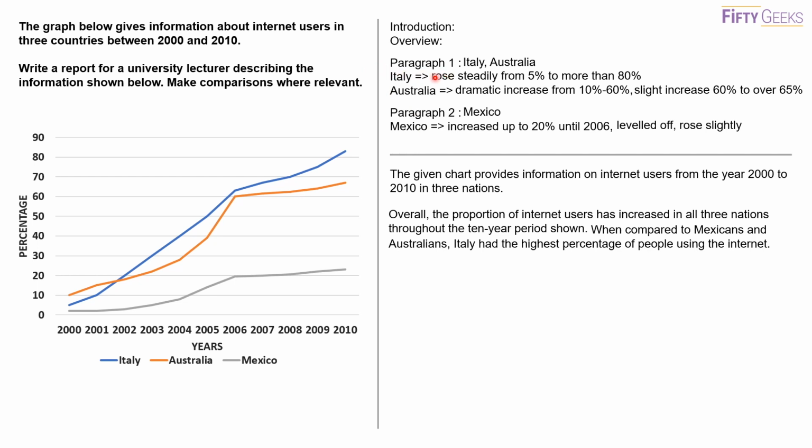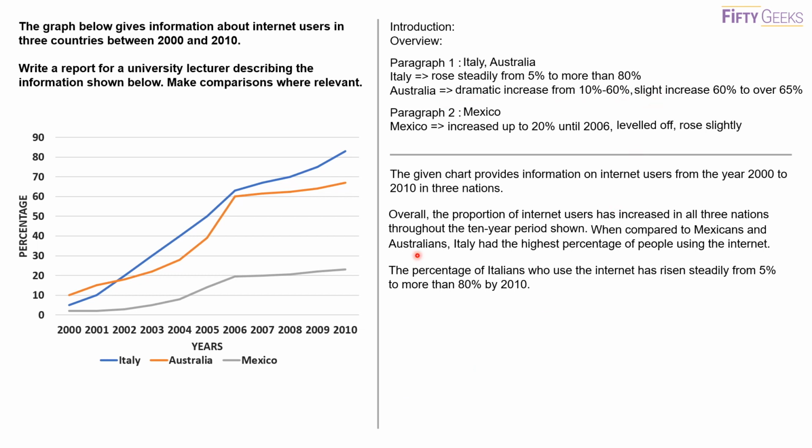On considering the draft, in the first body paragraph, I will start writing about Italians whose number increased from 5% to more than 80%. So I will write it as the percentage of Italians who use the internet has risen steadily from 5% to more than 80% by 2010. Then I will go over the Australian users who have also increased dramatically and then slightly.